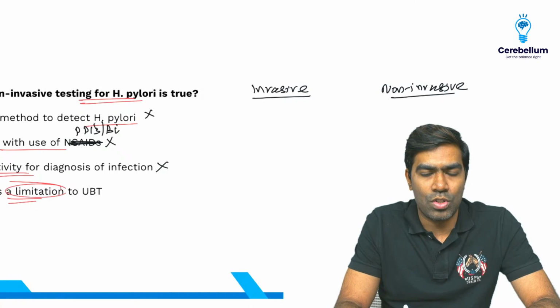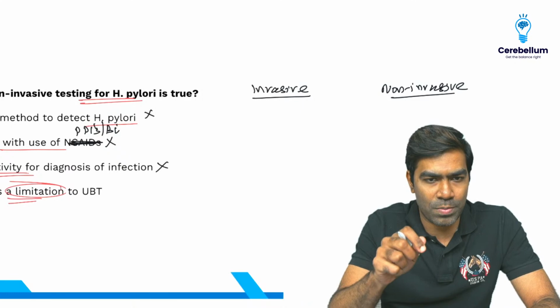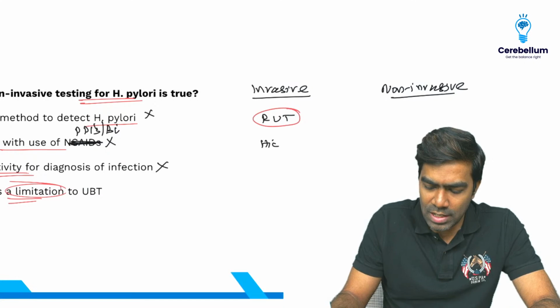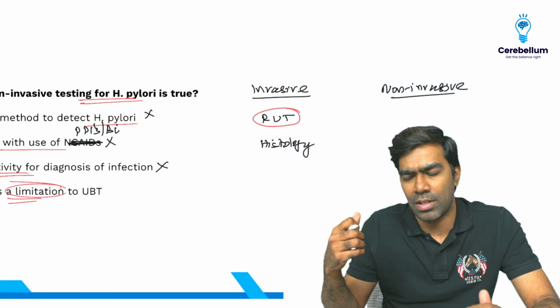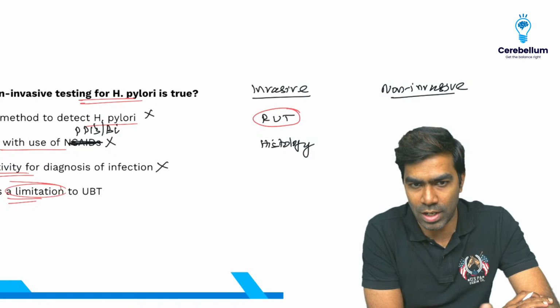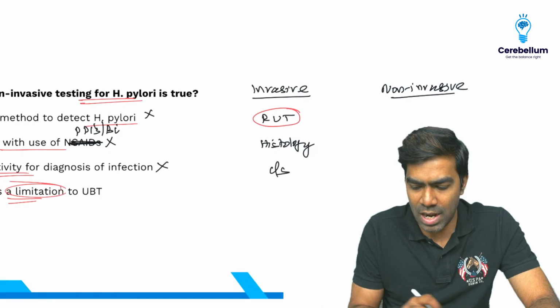So invasively, how can you test? You can do an endoscopy and take a biopsy. In the biopsy sample, you can do something called RUT, the rapid urea test. This is very commonly performed by many gastroenterologists in India right now. Second, you can send the sample for histology to detect H. pylori, where you do the classic Warthin-Starry silver stain. You would have studied this in pathology, but in reality we don't use that stain; rather, we just stain with simple H&E. And then culture sensitivity can be done, but nobody prefers that. So the only thing commonly done in the setting of endoscopy and biopsy is the rapid urea test.